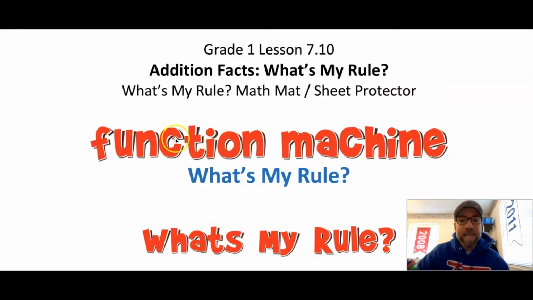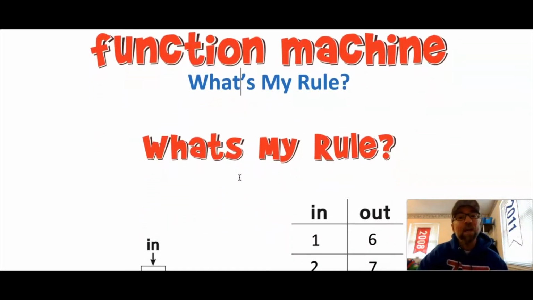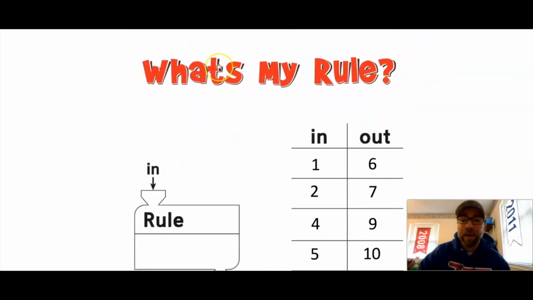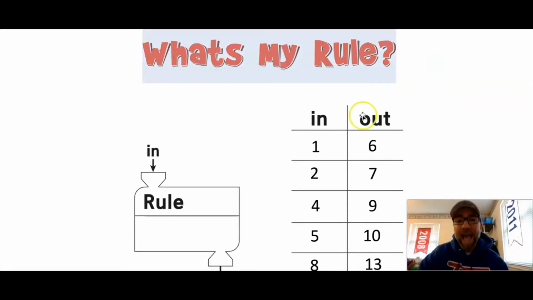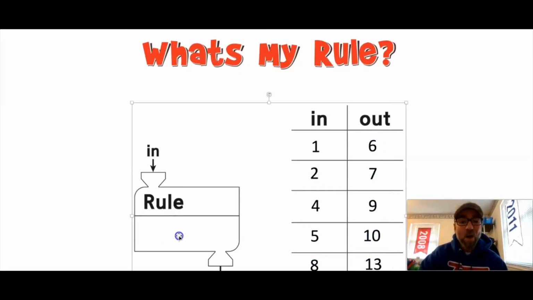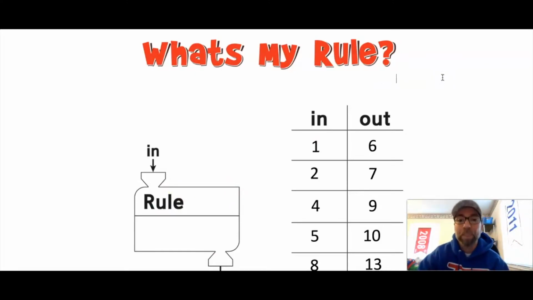So remember that we have been learning about the function machine. And with our function machine, we can find the What's My Rule because our machine will have an in and an out. And it also has a rule. One of the types of problems that we work with our function machine is called the What's My Rule problem. Whenever we have a What's My Rule problem, we have the in numbers, we have the out numbers, but we don't have the rule. We have to be a detective and we have to figure out what the rule is.